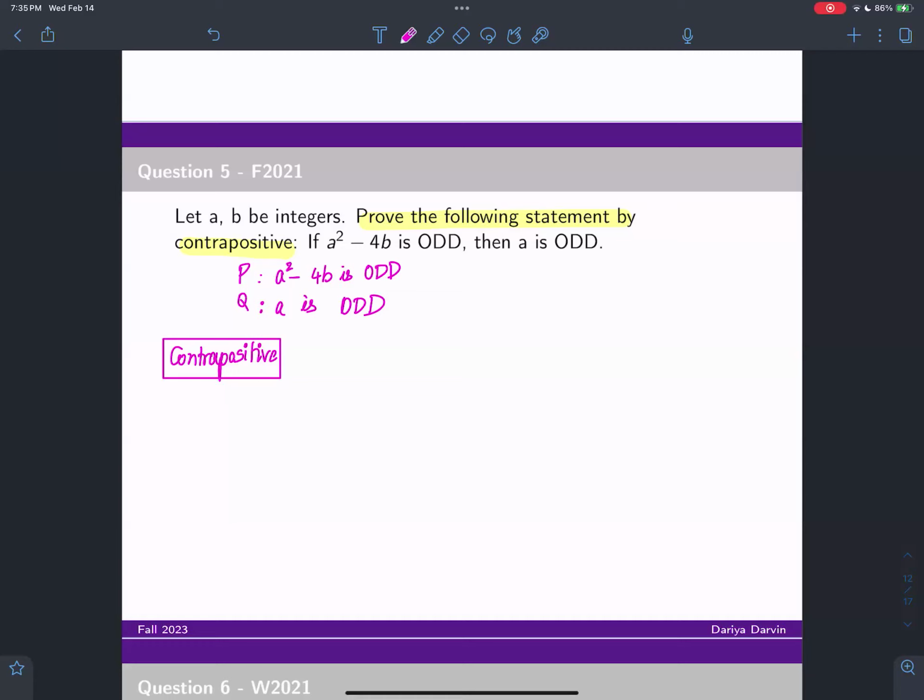So what's my contrapositive statement here? Oh, can I do it? Sure. So here, the contrapositive statement is: if A is even, then A squared minus 4B is even. Right? Yeah, awesome. And you write this, it's worth marks. So don't skimp on this.